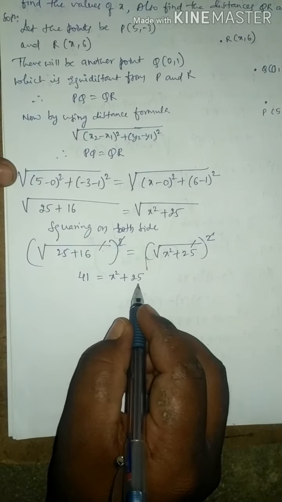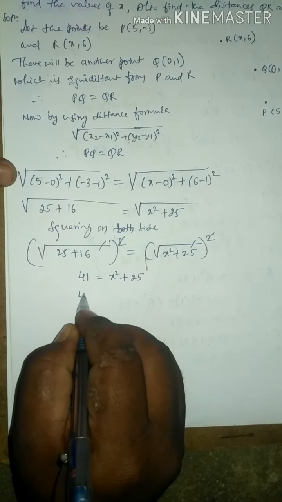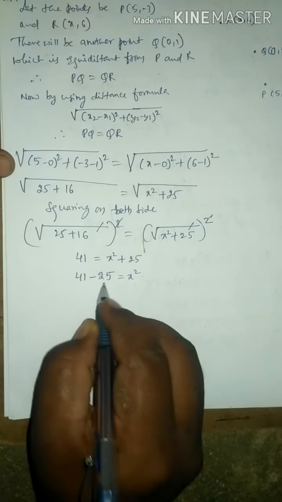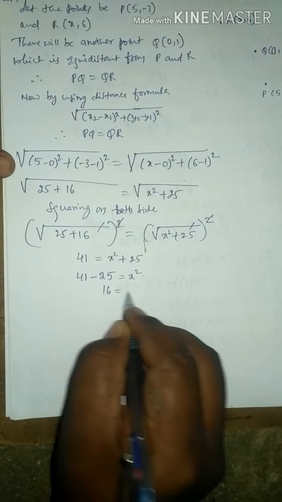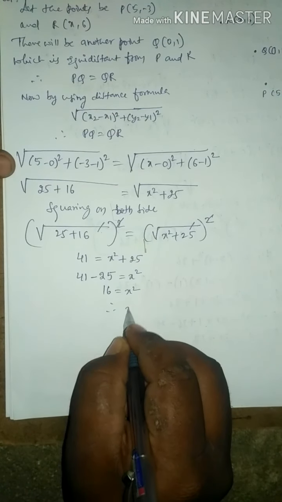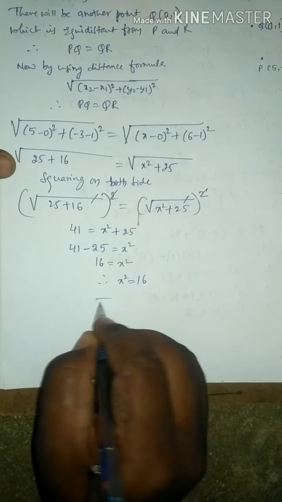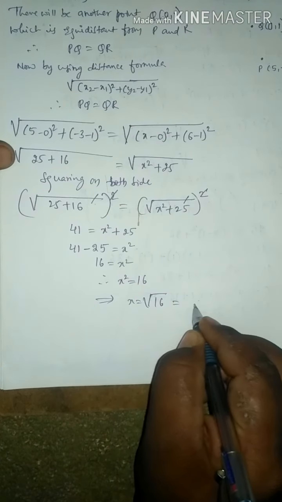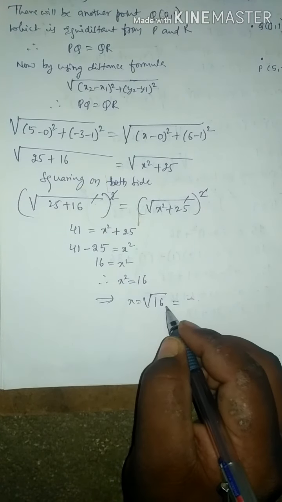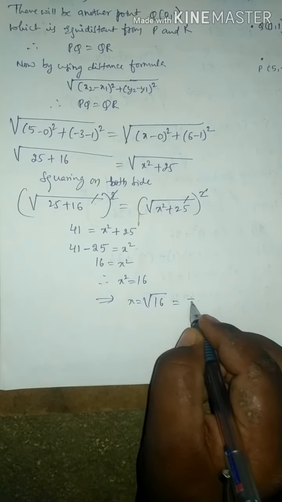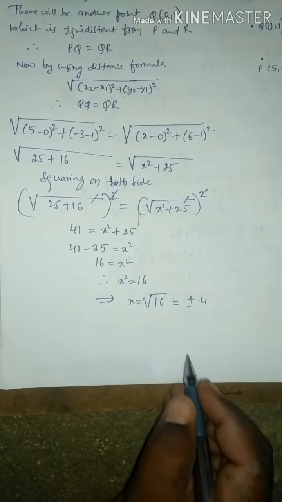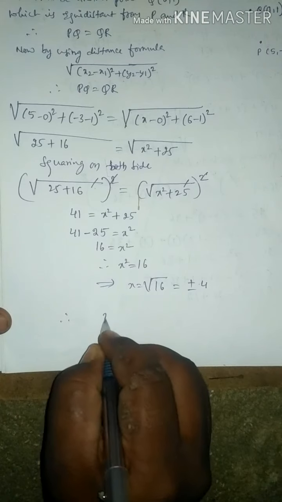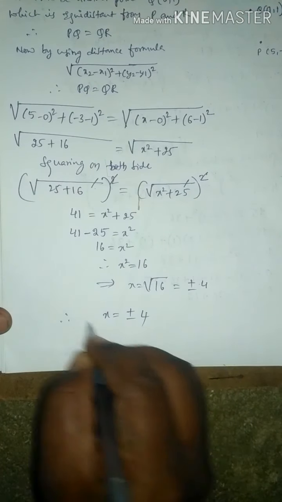Next step, this 25 has to be transposed to the LHS. 41 minus 25 is equal to x square. So 41 minus 25 is 16, that is equal to x square. Therefore x square is equal to 16, which implies x is equal to under root 16. So under root 16, how to write? 16 is a perfect square number. Therefore under root 16 is plus or minus 4. So what we got? Therefore x is equal to plus or minus 4.